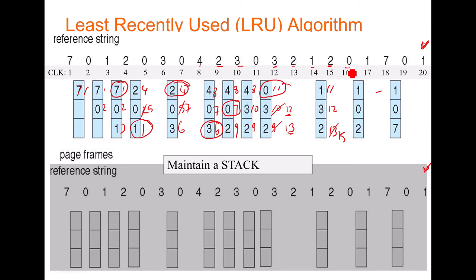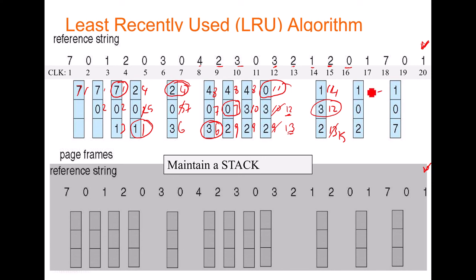And then comes 0, and it is not in the physical memory, so we have to find the one with the minimum counter, which is, sorry, this one was 14. Okay, so this one has the minimum, so we will pick that one as the victim, and we will replace that one.